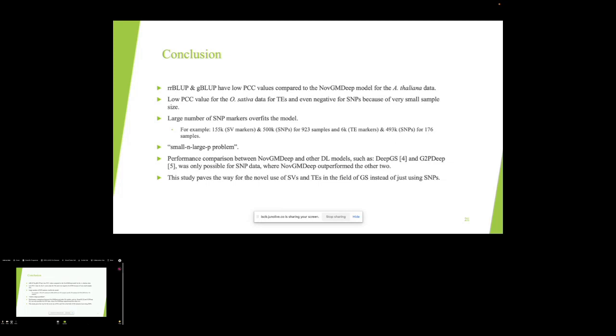And the performance comparison with the deep learning models was only possible for SNP data, where the proposed model outperformed the other two. The study paves the way for the novel use of structure variations and transposable element markers in the field of genomic selection instead of just using SNPs.